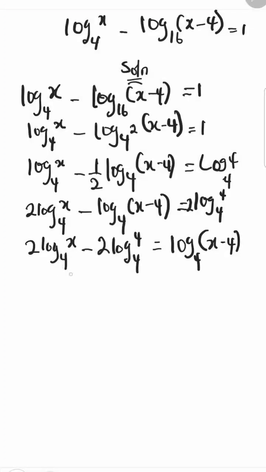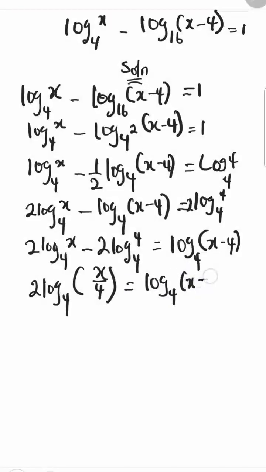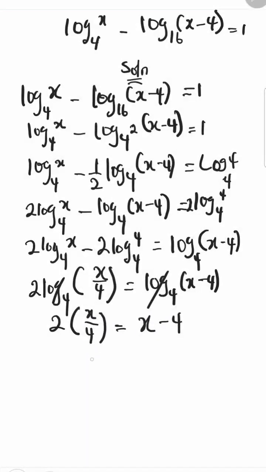2 log base 4 is common in both, so you can write this using the quotient rule of logarithms. We can write this as 2 log base 4 of (x over 4) is equal to log base 4 of (x minus 4). So this cancels out this. We are left with 2x over 4 is equal to x minus 4. So x over 2 is equal to x minus 4.